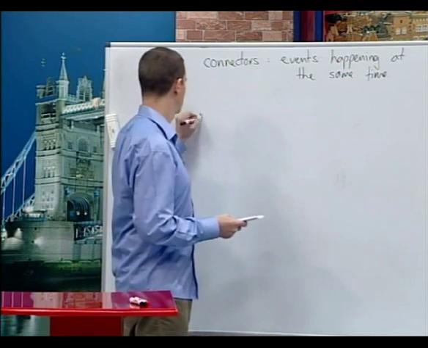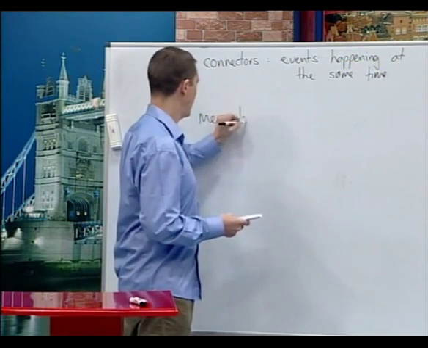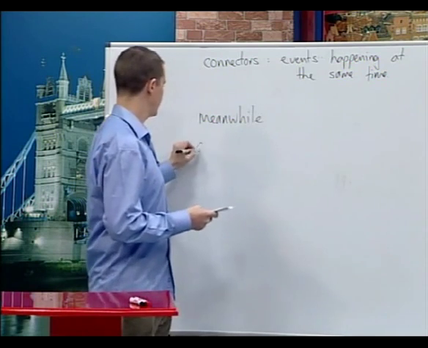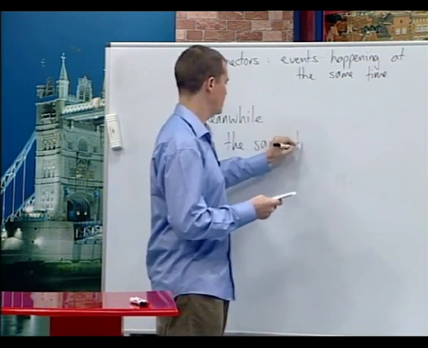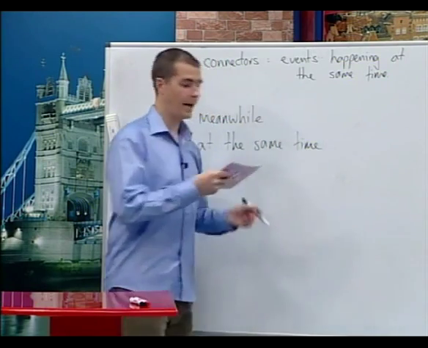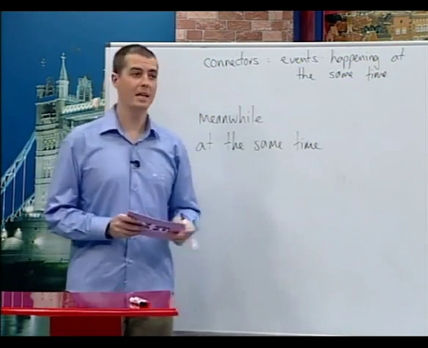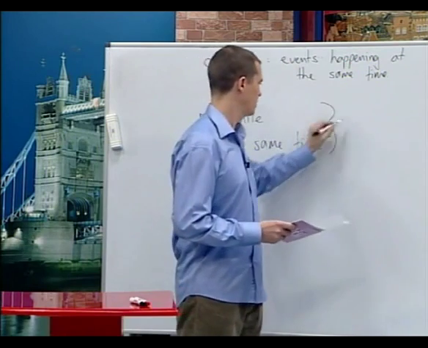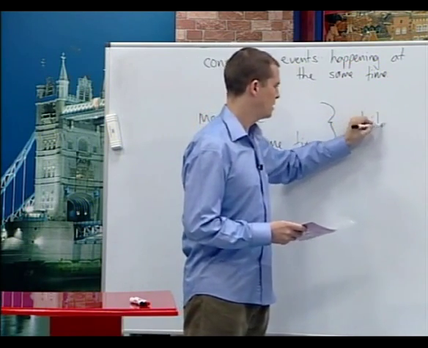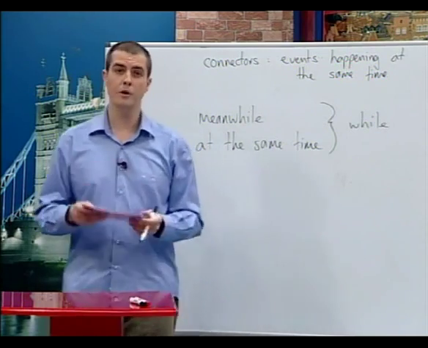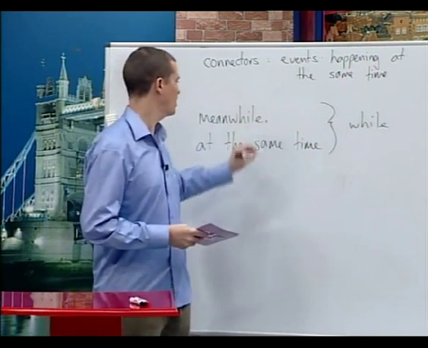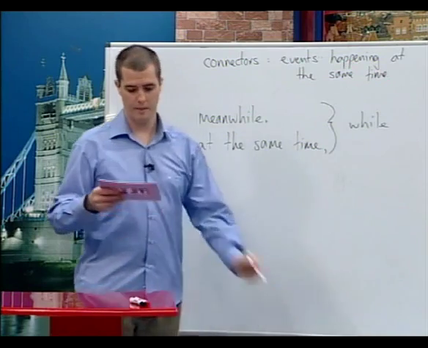Meanwhile, and at the same time, are connectors which have the same meaning as while. Two things happening together at the same time. They are followed by a comma. Meanwhile, comma, at the same time, comma.